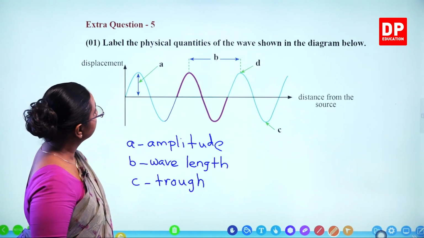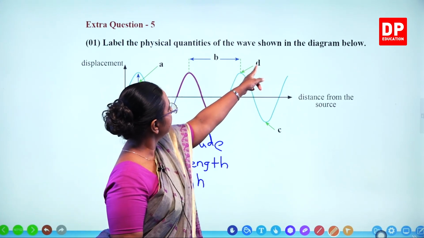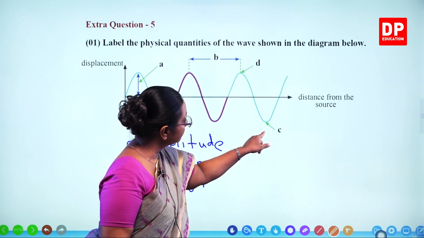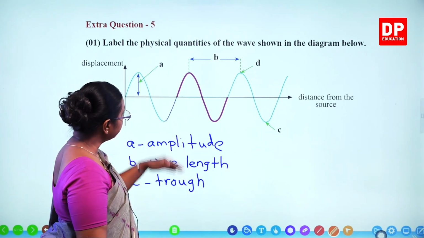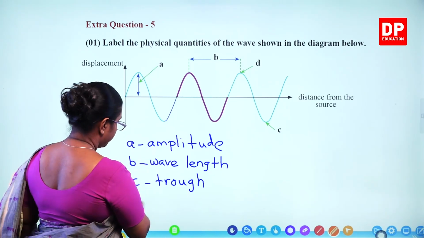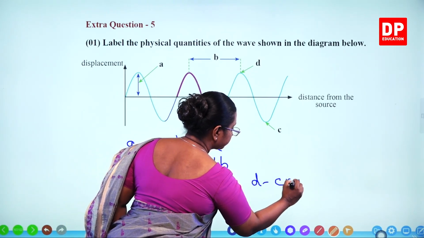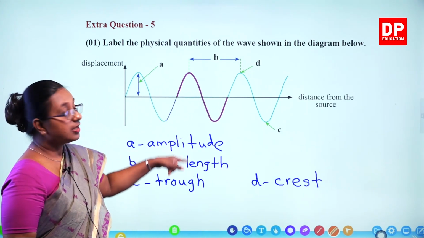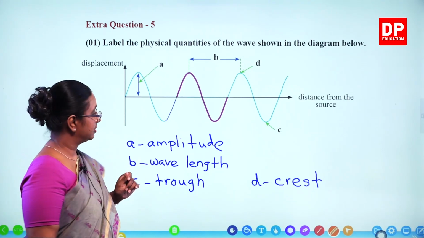So, those are the physical quantities shown here, and again we have D. If the maximum displacement is downwards, we call it a trough, and if it is upwards, we call it the crest. So here D is the crest. They are both similar but in opposite directions.